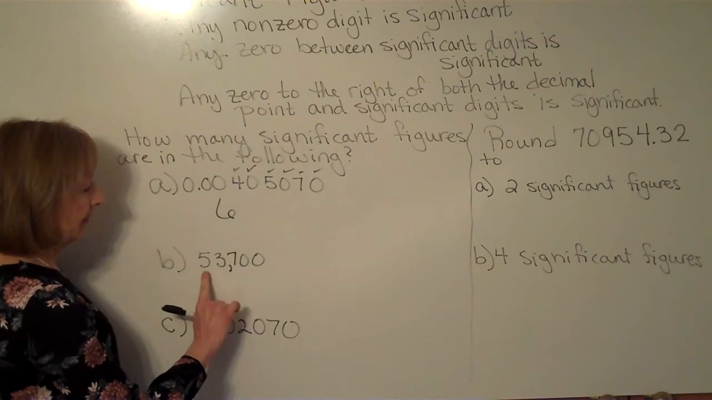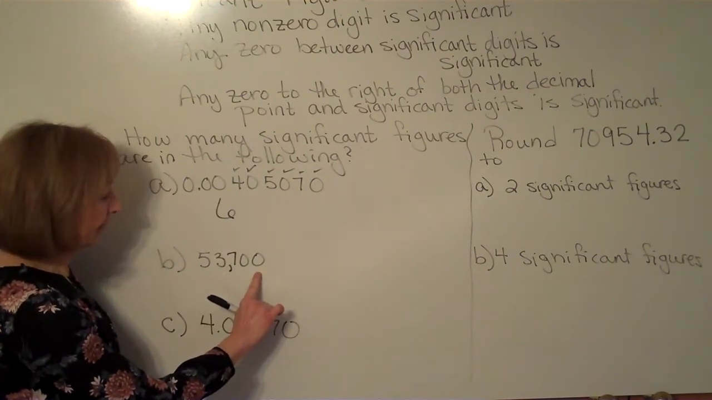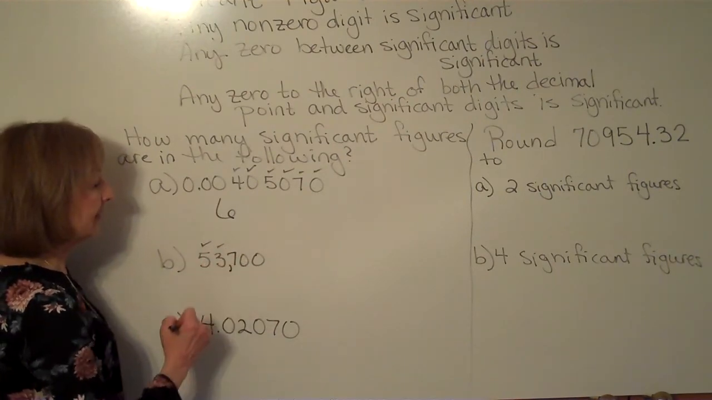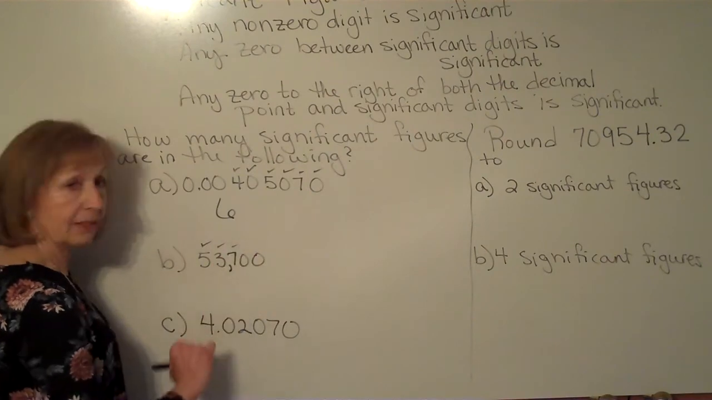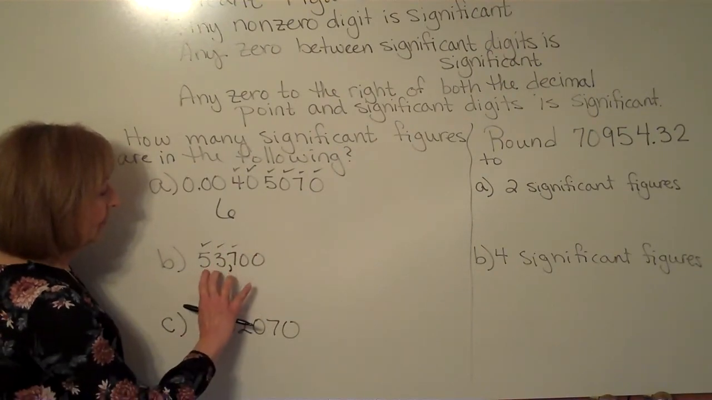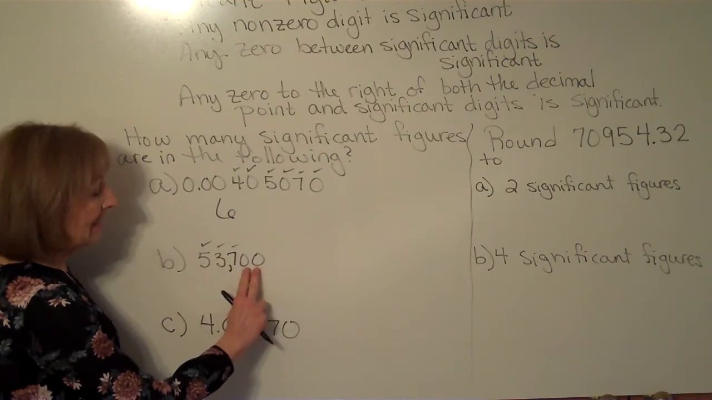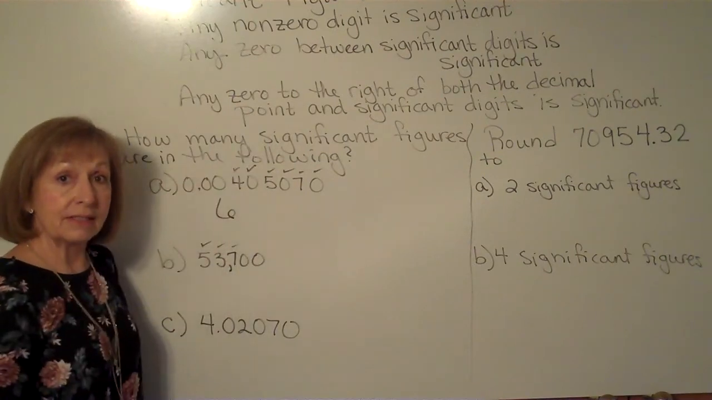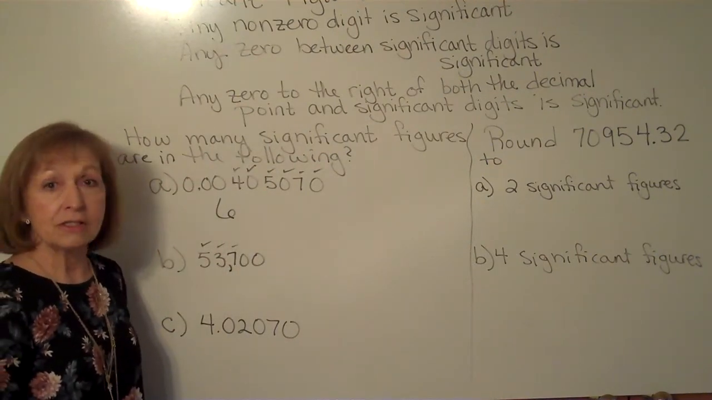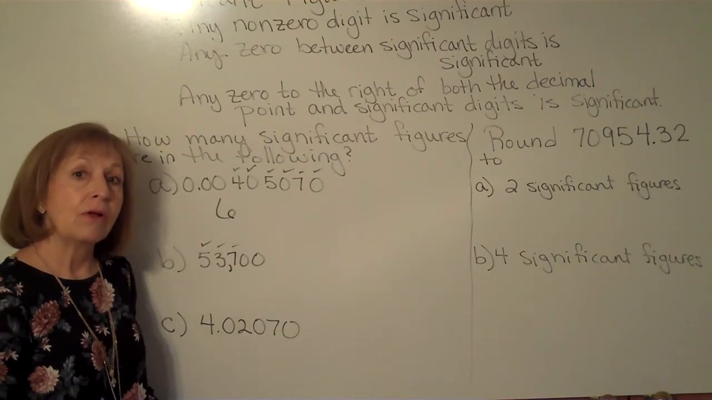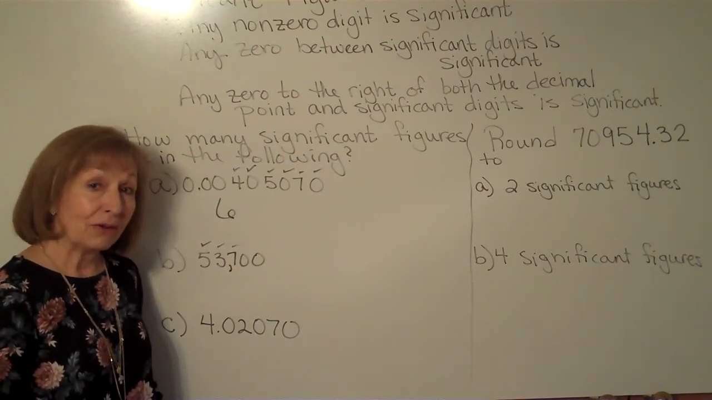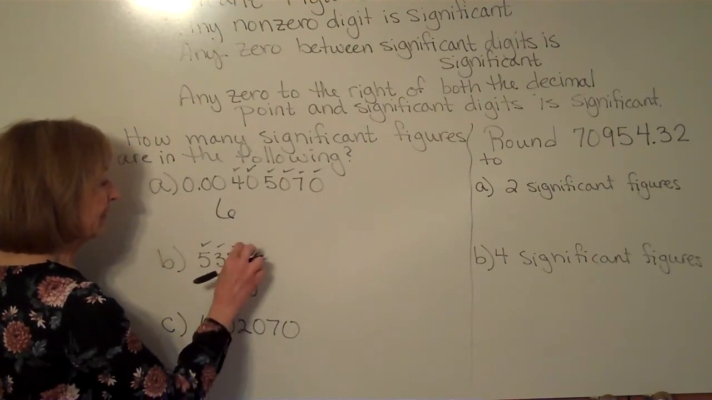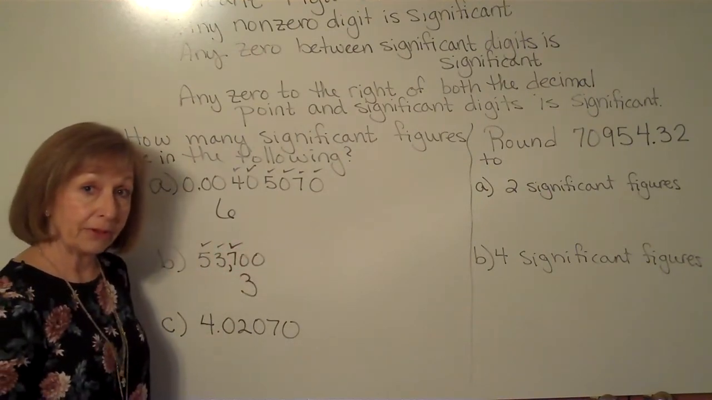Let's look at the next one, 53,700. Here, 5's not a 0, so that's significant. 3's not a 0, so that's significant. 7's not a 0, so that's significant. So the 5, 3, and 7 are significant. These two zeros are not either of these cases where the zeros are considered significant. They're not between significant digits, and they're not to the right of both a decimal and a significant figure, so they're not considered significant. So here I just have 3 significant figures in that particular number.